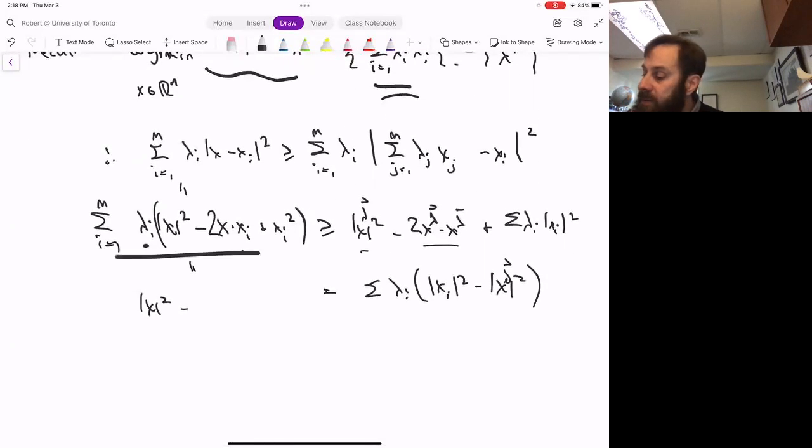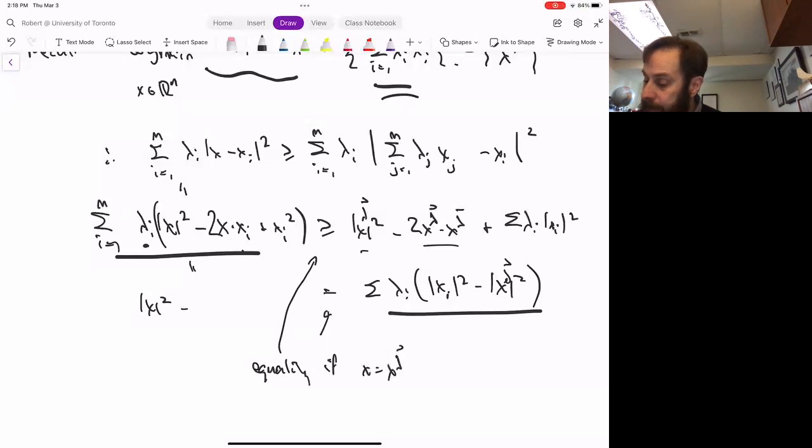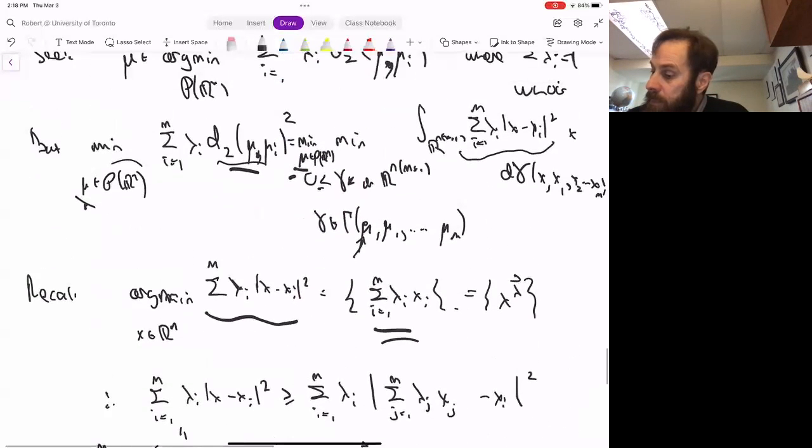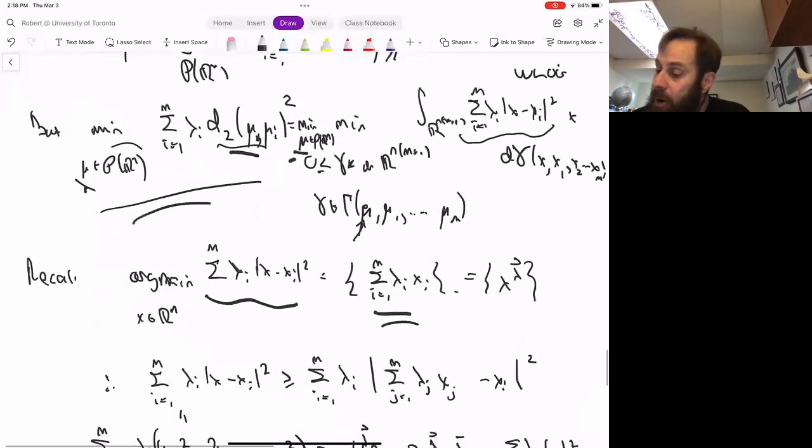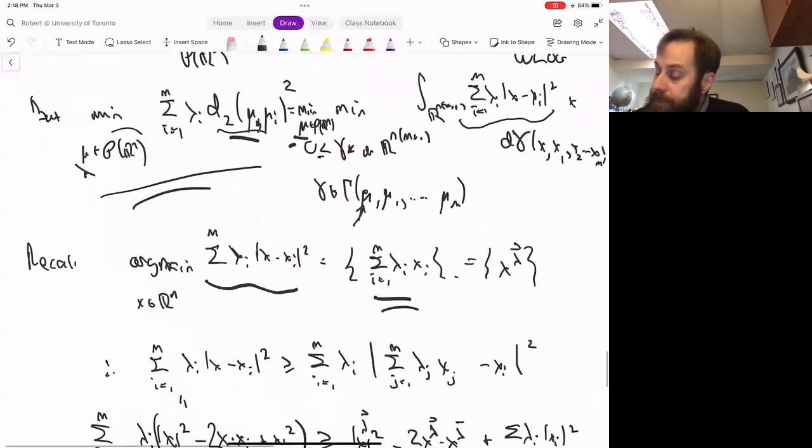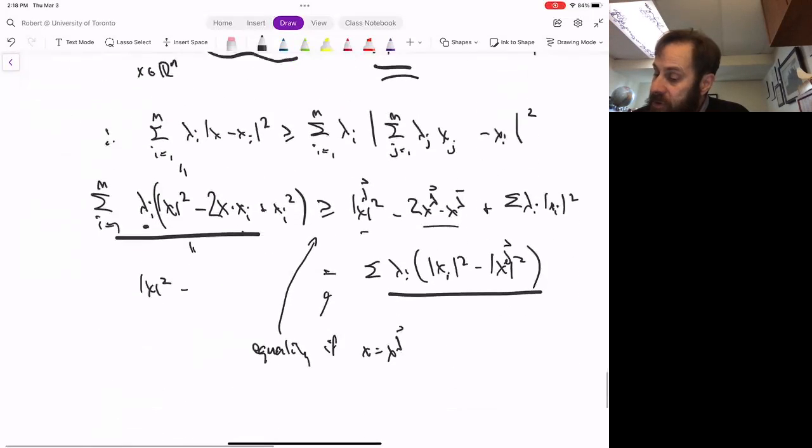So this guy is always bigger than this guy, and for any choice of the xi's, there is a choice x lambda which produces equality. Equality if x equals x lambda. And so this Wasserstein barycenter problem is actually equal to the minimization there.